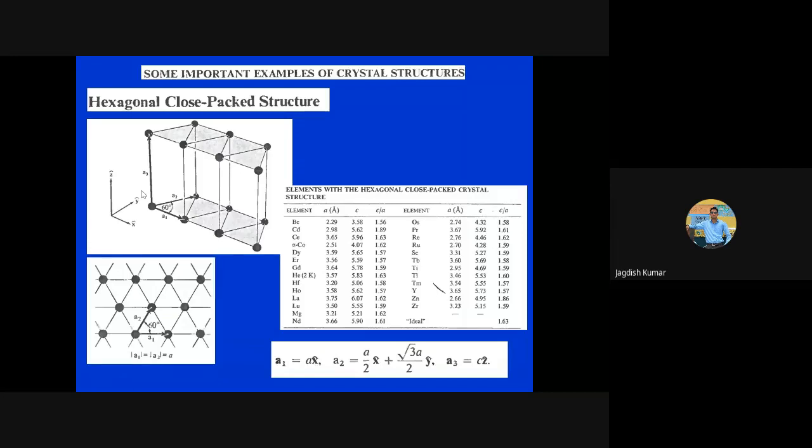In that case, the vectors will change slightly. So you may find a minus sign here. You can do that exercise yourself. So that is hexagonal closed packed structures.